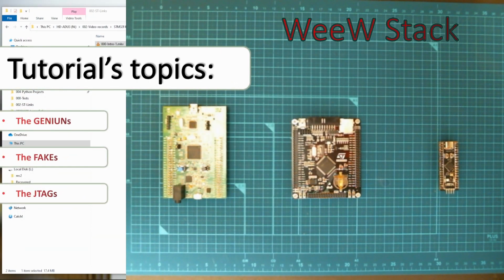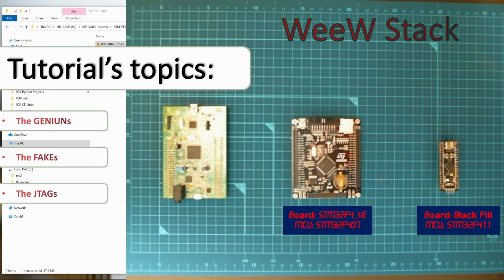Those boards will be shown as below. At the far right we have the black pill, and the MCU is the STM32F411. This is a famous and very small chip that you can use a lot. It's also very powerful. In the middle, we have the STM32F4VE, also very powerful, bigger in size, and the MCU is the STM32F407. This is also a really nice board that you can find a lot on Amazon, or also on AliExpress, which is more famous on the Chinese side.